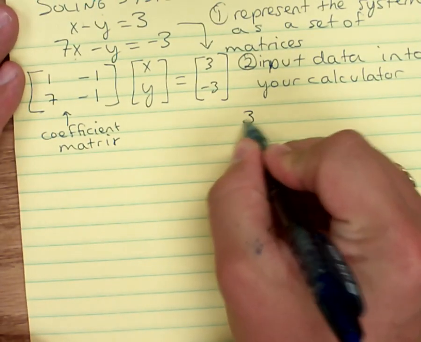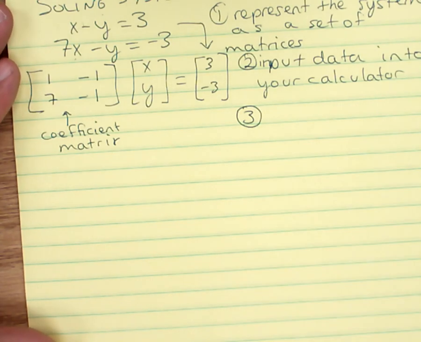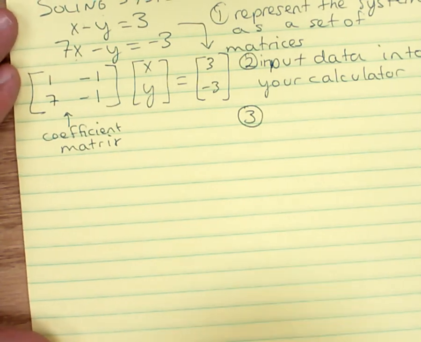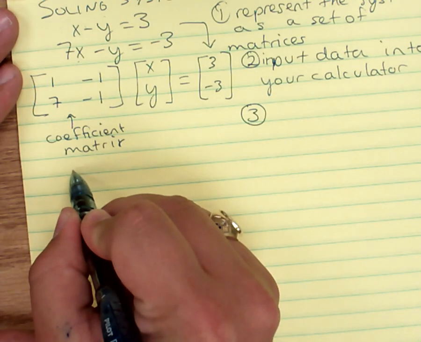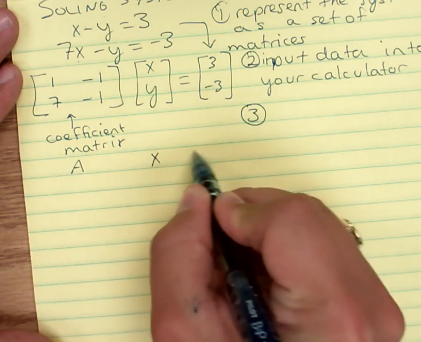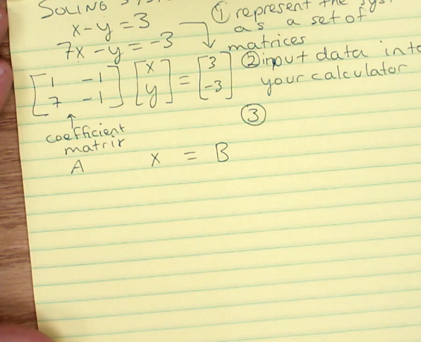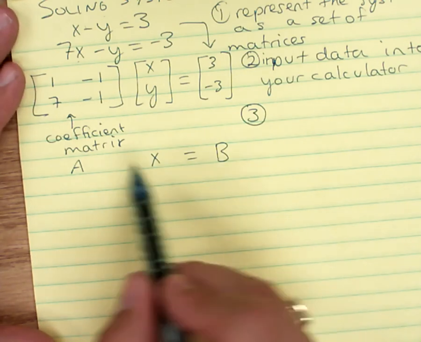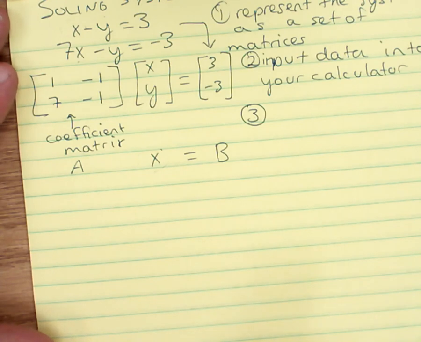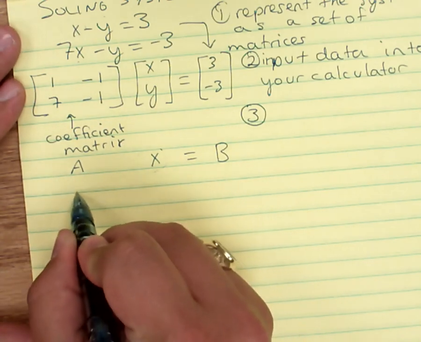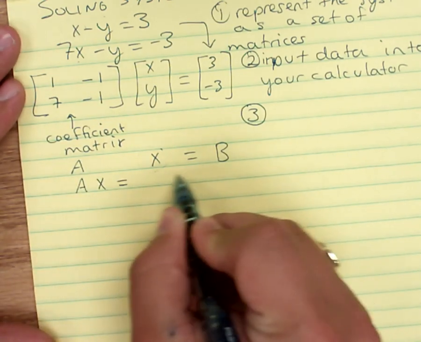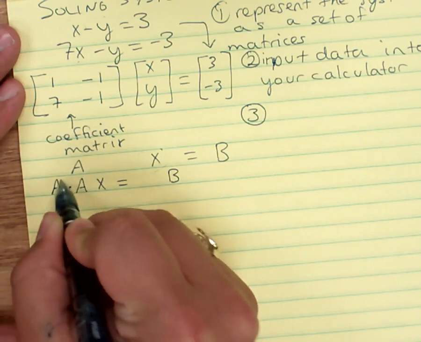So now, step 3. Do you remember how it had matrices A, X, and B, right? And how did they solve for the variable matrix? Do you recall? How did we solve? We multiplied by the inverse. So if we multiply by the inverse, that's A to the negative 1 power.